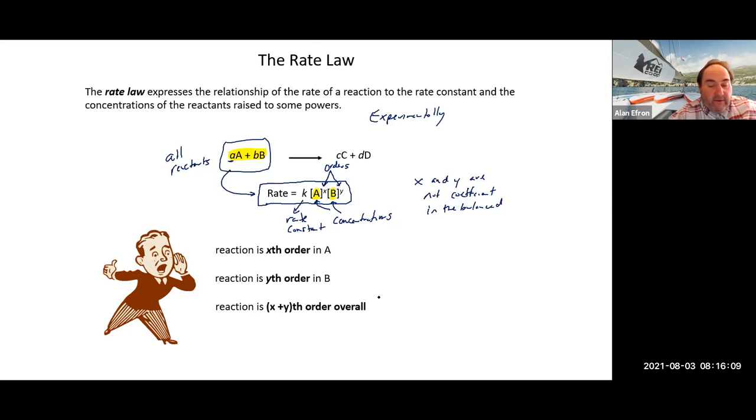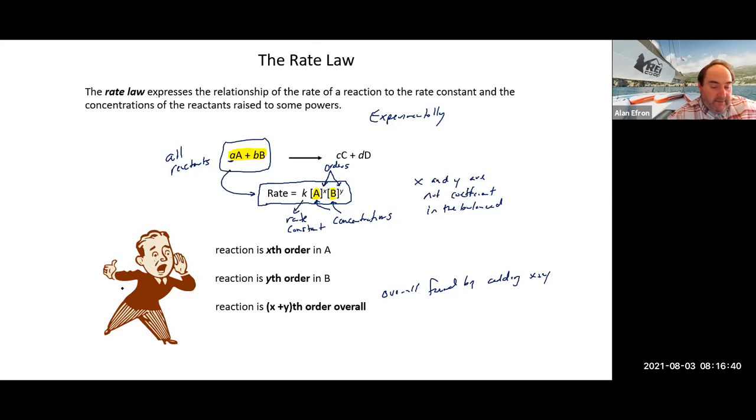So the overall order of a reaction can be found by adding X and Y together. Again, if you have more than two reactants, you would add X, Y, and Z together, or whatever it may be, and that gives you the overall order. But rate laws are really determined by experimental information, and you'll basically be given a table of information. You need to use it to figure out the rate law.